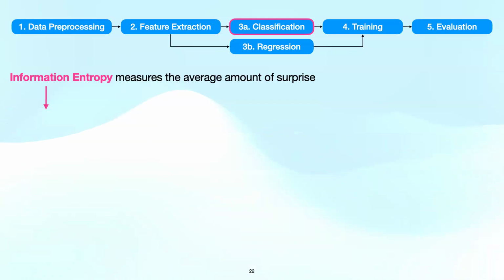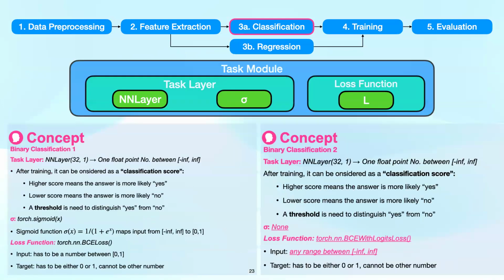Okay, great. So then let's move over to how we are actually defining our task model. Remember, I said the task model contains two parts. One is a task layer, which is the last layer of your neural network. The layer actually contains the neural network layer, which converts the 32-dimensional vector to a single number, plus an activation function. And the second component of the task module is the loss function. The loss function, I just described what the cross entropy loss is. And so given this, we can actually set up different kinds of classification tasks.